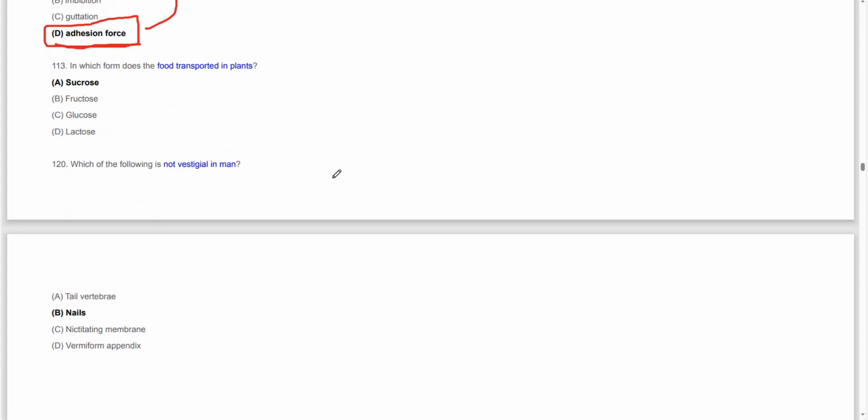Moving on to the next question, in which form is food transported in plants? The food is transported in the form of sucrose.